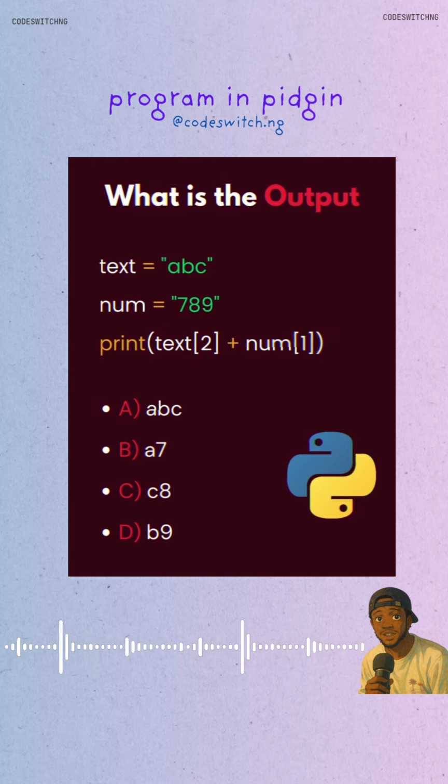So basically, they ask us, what will be the solution of the third index of text, which is text 2, plus the second index of num, which is num 1. The third index of text, text 2, na C, and the second index of num 1, na 8. So the solution na C8.